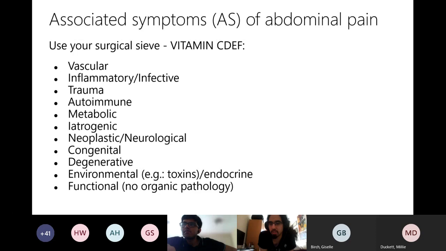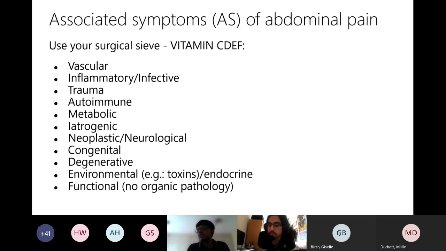Remember, these can be quite systemic, so especially with inflammatory conditions. Yep, good, rashes. What rashes are you thinking of in particular? Let's say if it's an inflammatory condition. Fever, good. So fever can be found both in inflammatory conditions and obviously in the infective conditions. What else?